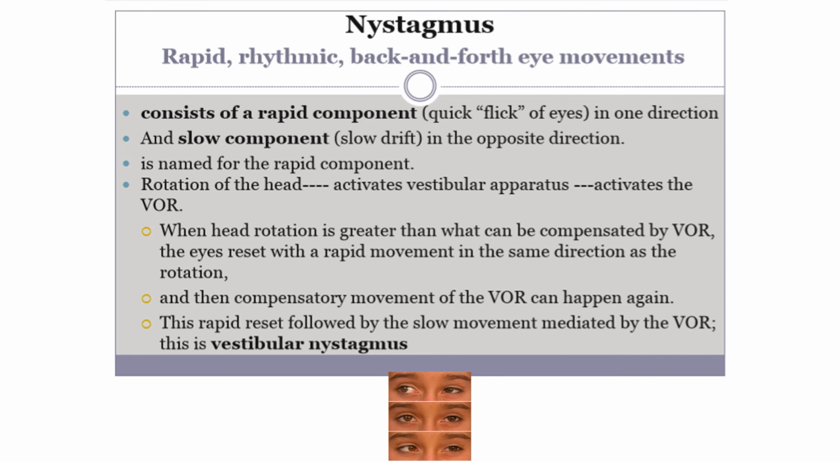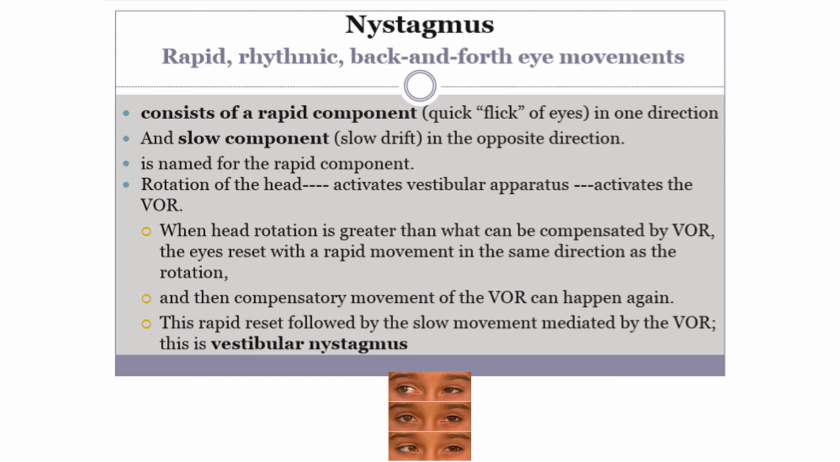Nystagmus is that rapid rhythmic back and forth eye movement. So when we do our H pattern, where we have our patient follow our finger in that H pattern, we're looking for nystagmus. We're looking to see if both eyes are yoked together as well. This nystagmus, this kind of wiggle waggle, real quick back and forth, consists of a rapid component, the quick flick of the eyes in one direction, and a slow component, that slow drift. So remember that it's named for the rapid component.